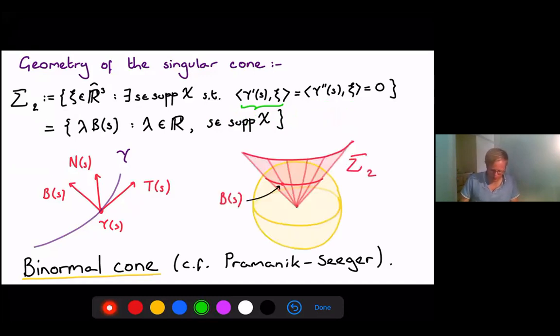In particular, if we think of this binormal vector field as being some curve in the two-dimensional sphere in R3, then sigma 2 is the cone generated by that curve just by multiplying it by some scalar lambda at every point. So there's a simple geometric characterization of this sigma 2 cone. The relevance of this binormal cone to the analysis was already realized in the work of Pramanik and Seeger, mentioned before.